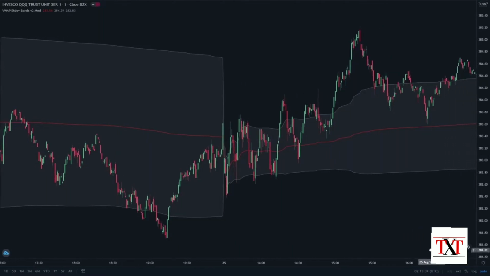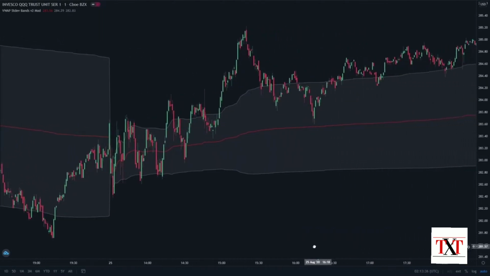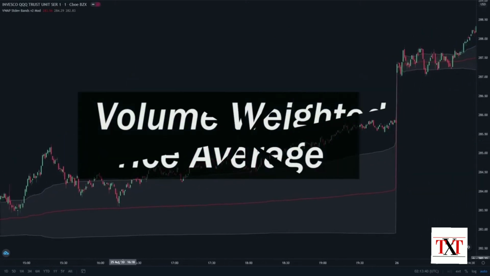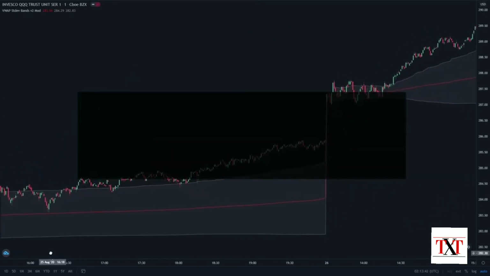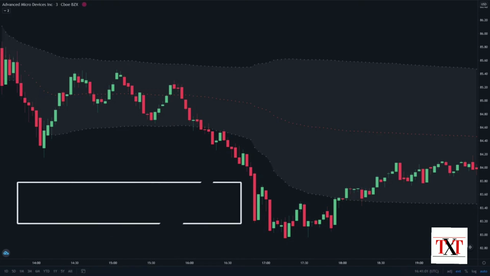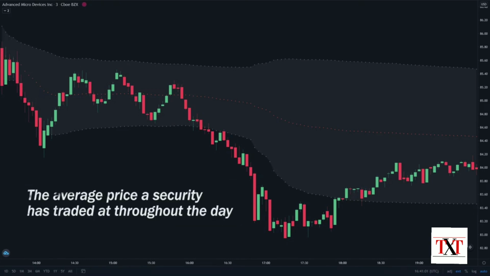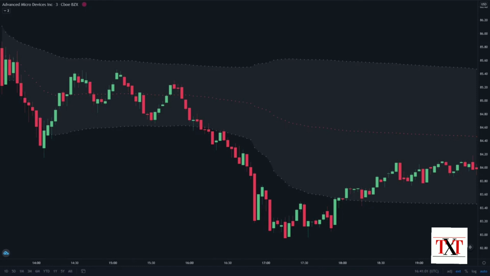The VWAP indicator is one of the best trend confirmation indicators used in trading. It stands for volume-weighted price average. It gives the average price a security has traded at throughout the day. The aim of using the VWAP indicator is to ensure that the trader executing the order does so in line with the volume on the market.